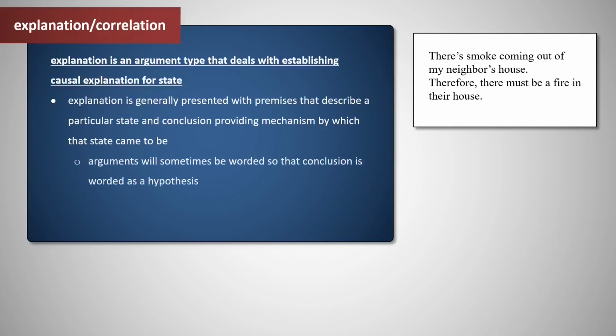Now, these arguments will sometimes be worded so that the conclusion is worded as a hypothesis. A lot of times you'll have science-based arguments that give a situation about some sort of animal, its behavior, and then say the scientists hypothesize that dot dot dot. And as I said, the explanation is associated with the conclusion. That is the causal factor. That is what explains the effect because that is what causes the effect. These are what I generally call the explanation type arguments, where they simply give you this explanation in the conclusion.